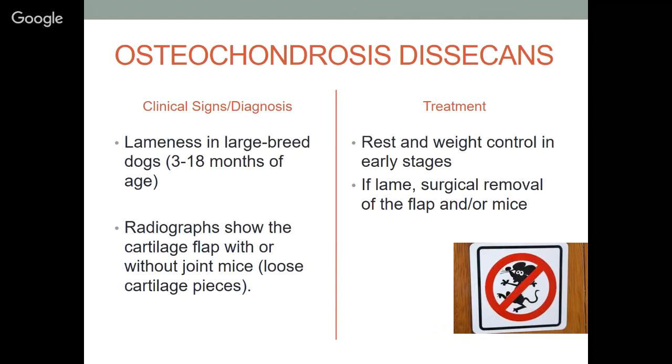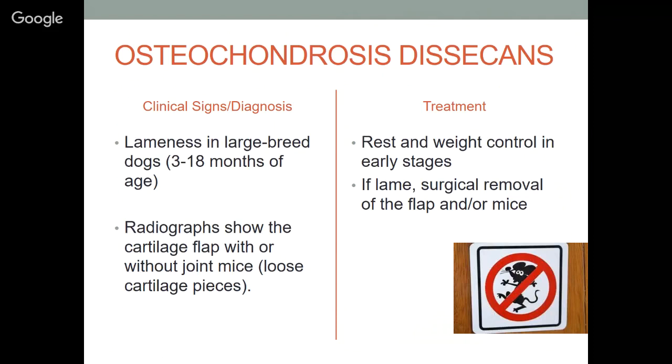Radiographs may actually show this cartilaginous flap, especially if it's completely flapped off the bone and is swimming around in the joint. We call those joint mice. Those are loose cartilage pieces, and typically they're reossified, which makes them a little easier to see because they're calcium deposits on them. Mineral deposits makes them easier to see in the x-ray.